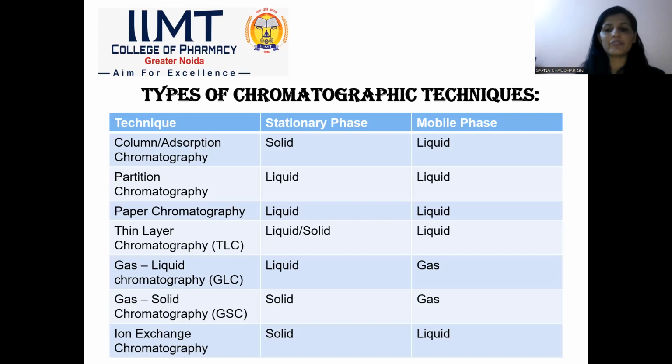Next, paper chromatography. In the paper chromatographic technique, the stationary phase is in liquid form and the mobile phase is also in liquid form. Next, TLC. Liquid or solid is used as a stationary phase and liquid is used as a mobile phase. Gas liquid chromatography or gas solid chromatography: whenever gas is used in a chromatographic technique, the mobile phase is in gaseous form. In gas liquid chromatography, liquid is the stationary phase, and in gas solid chromatography, solid is the stationary phase.